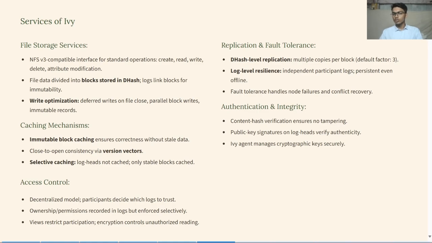The caching mechanism. Ivy caches immutable blocks locally. They guarantee correctness without the risk of stale data. Version vectors enforce close-to-open consistency, while selective caching ensures that frequently changing block heads are not cached, and only stable blocks are stored locally to improve performance.